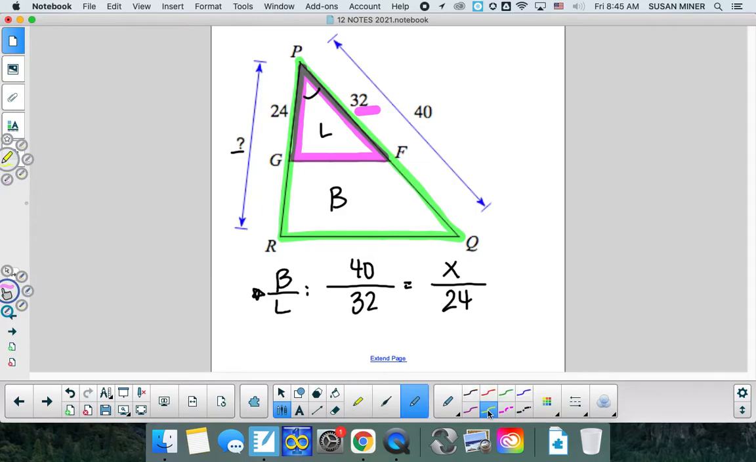Now I'm just going to go ahead and solve this by cross multiplying. Over on this side, 32 times x gives me 32x, not 3x, 32x. And then 24 times 40 gives me 960.